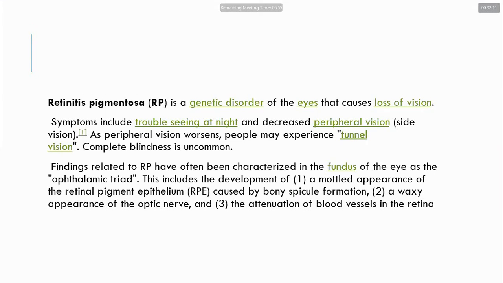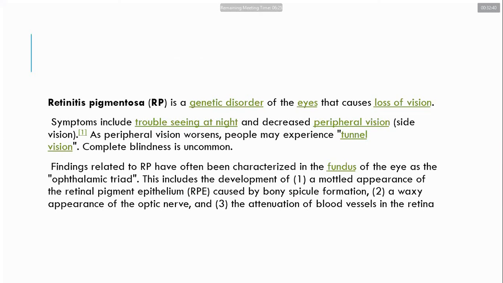So retinitis pigmentosa is a genetic disorder of the eye that causes loss of vision. Symptoms include trouble seeing at night and decreased peripheral vision. What are the causes of trouble with night vision, where you will not see at night? That can be asked in your exam. With peripheral vision loss, people may experience tunnel vision, meaning only the front part you will see, and complete blindness is uncommon.